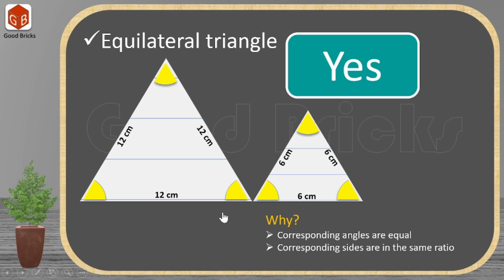Now one more open secret or universal truth is, it may be any length of equilateral triangle. All the equilateral triangles of any length of their sides are similar. This is a universal truth.